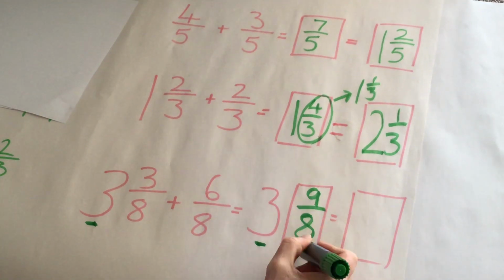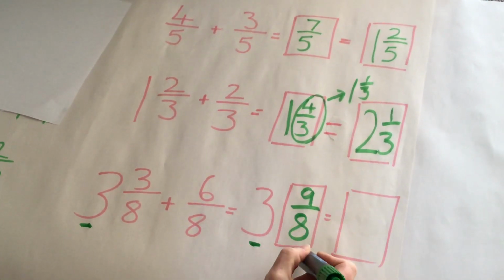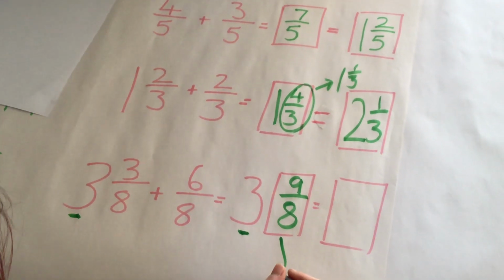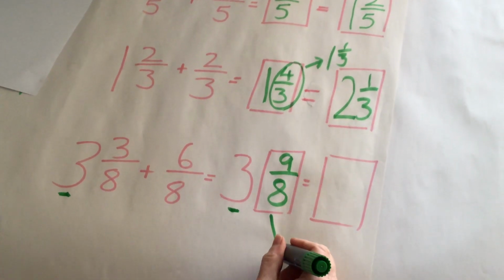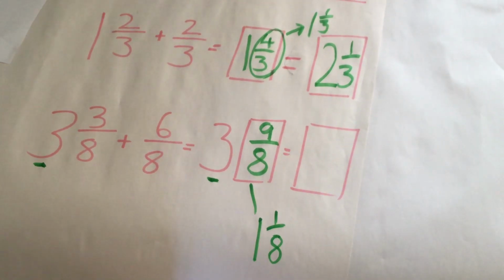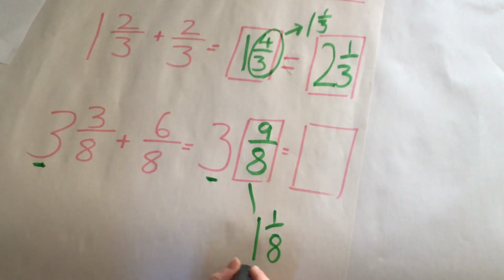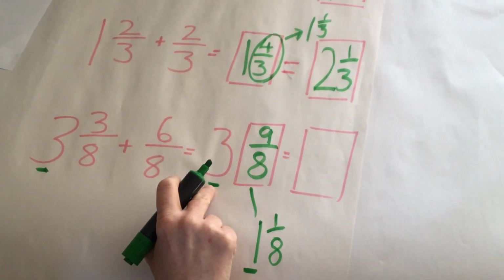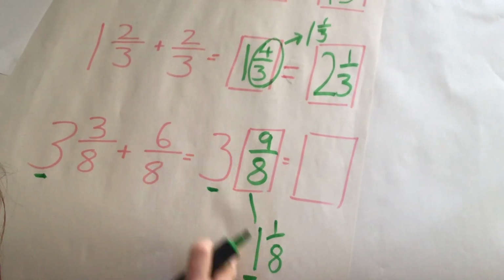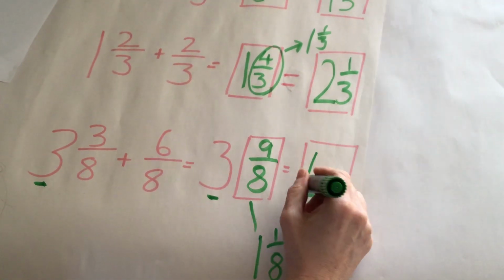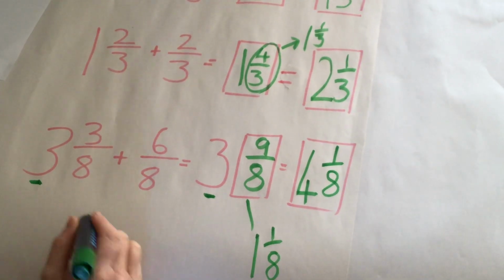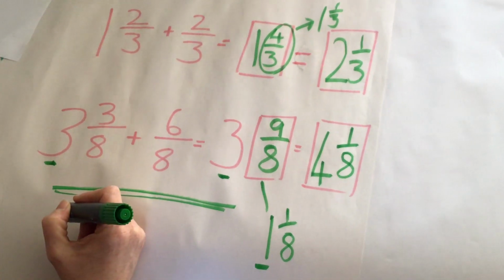Now 9/8, that's that improper fraction. That is the same as, think about it straight away. Yeah, you're absolutely right. It's 1 whole and 1/8. But I've already got 3 wholes here and another one here now. So in total, this calculation is 4 wholes and 1/8. This is the trickiest sort you'll get today.